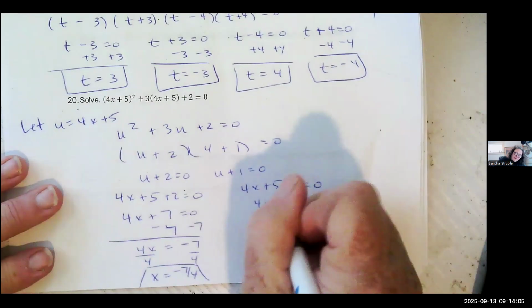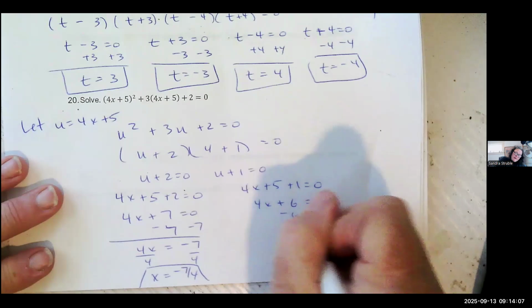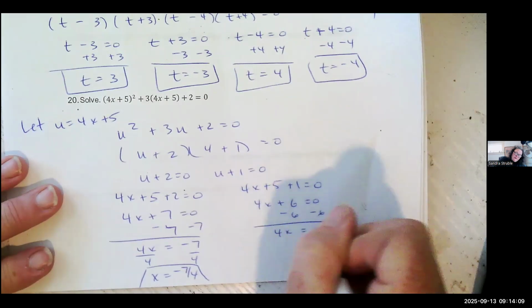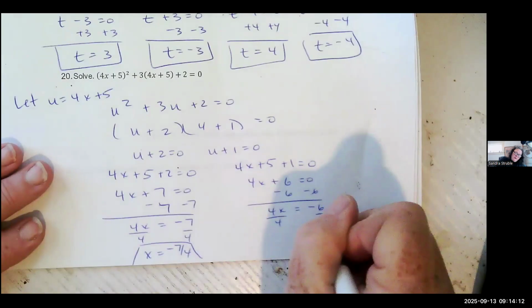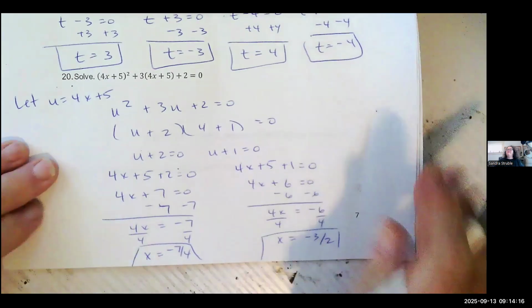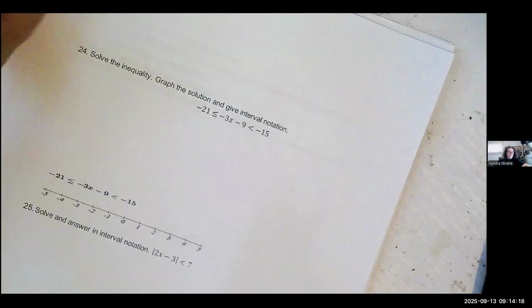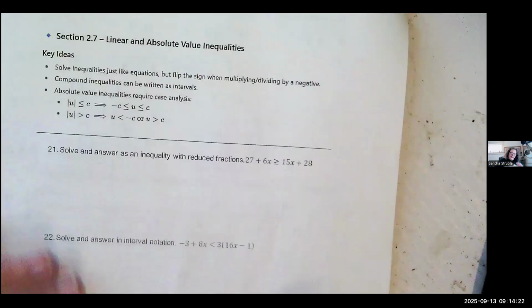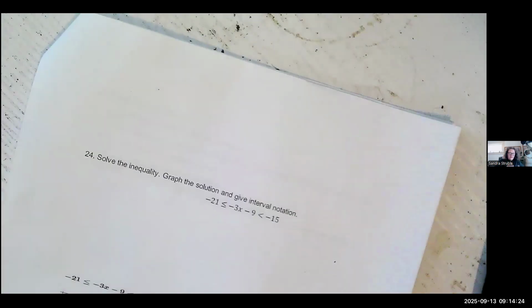This is 4x plus 6. Subtract 6. Divide by 4. And x is equal to negative 3/2. Please reduce. But I'm going to make another video.